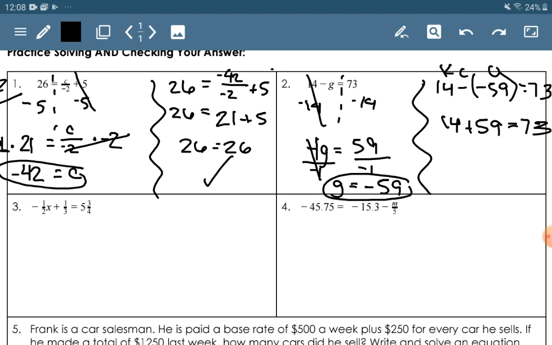And when I solve 14 plus 59 this time, because my signs are the same, I would get 73 equals 73. I know my answer is correct. If I did not get the same number on both sides of that equal sign, I would be wrong and I'd have to go back and check it.